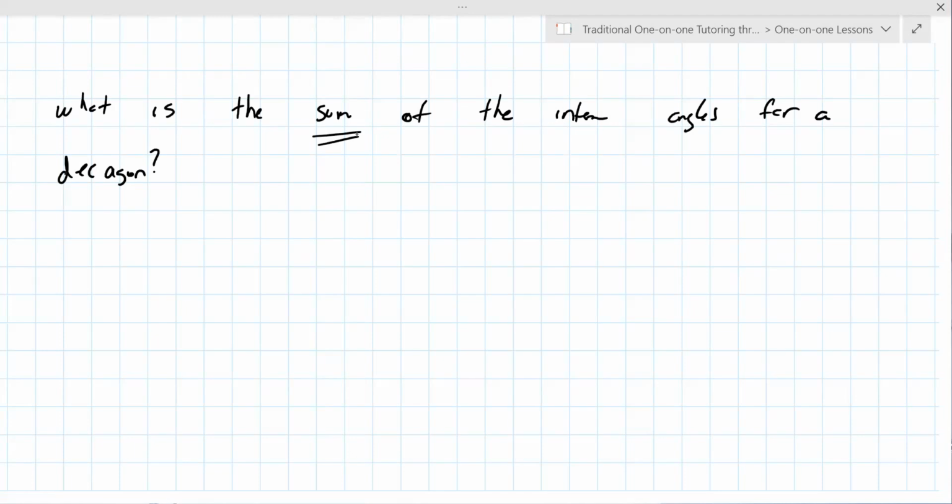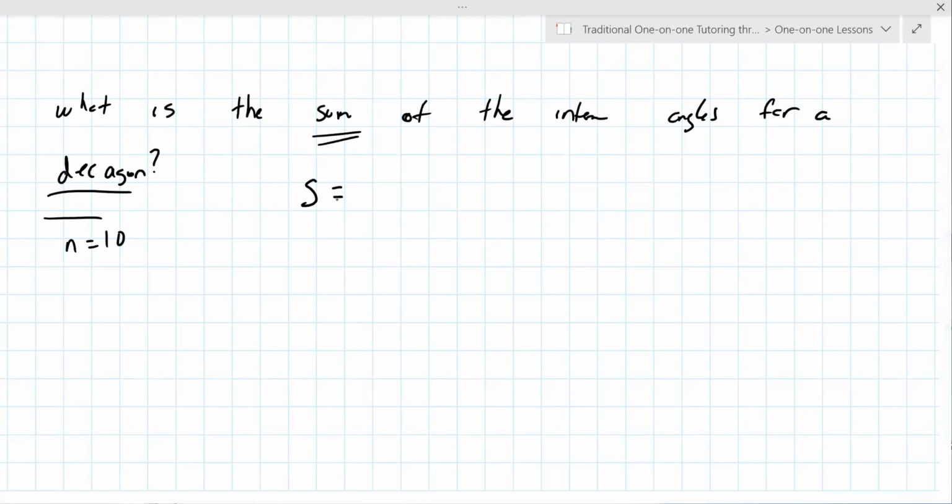Okay, so what is the sum? The decagon has 10 sides. Yes, so that means that n equals 10. Yeah, so 10. What's the sum formula? Do you have that written down?